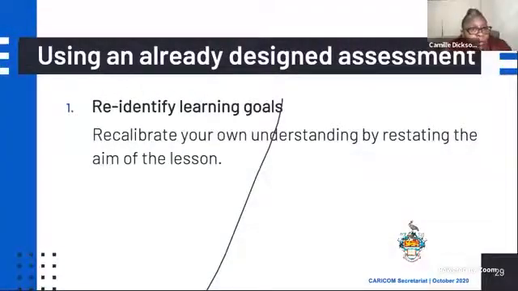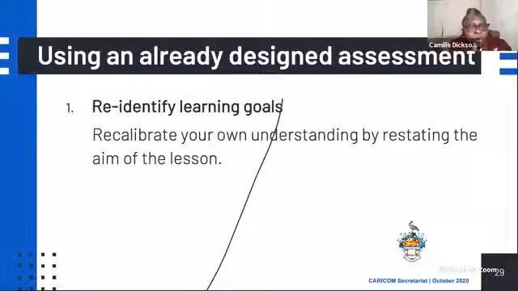Some key steps to designing an authentic assessment. What we have designed is some key steps that you can use on assessments you already have. So we're not talking about designing from scratch, but assessments that you already have in your possession that you're using right now, things that you can transform. So the first thing we will ask you to do is re-identify the learning goals. And we're going to go through these steps, and then we're going to demonstrate it for you later on. Re-identify your learning goals. Just recalibrate your own understanding by restating the aim of the lesson.